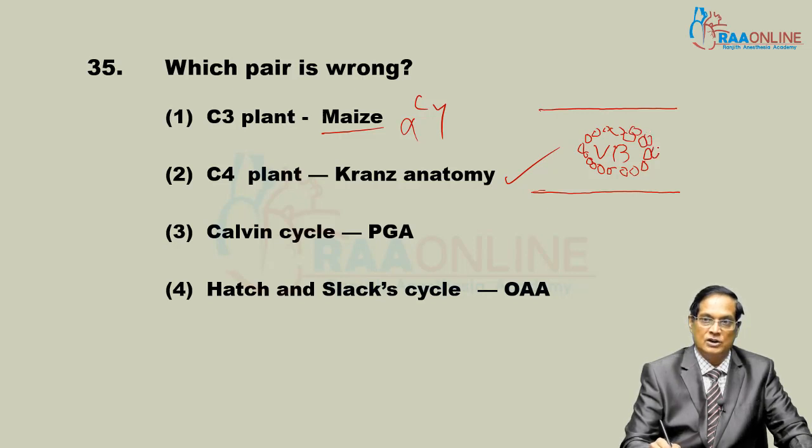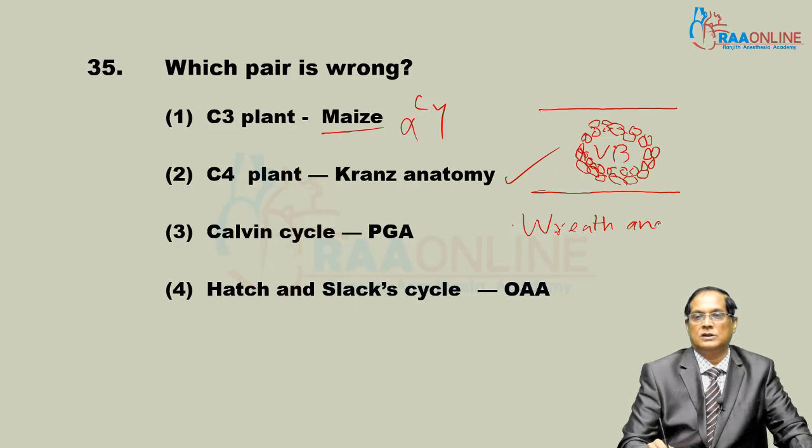This is Kranz anatomy. It is also called wreath anatomy. Kranz anatomy or wreath anatomy is the arrangement of mesophyll cells around the vascular bundle in a ring. That's why this anatomy is called Kranz anatomy or wreath anatomy.